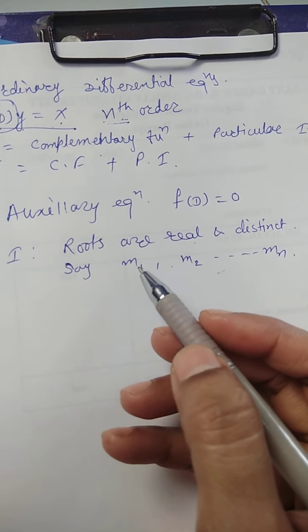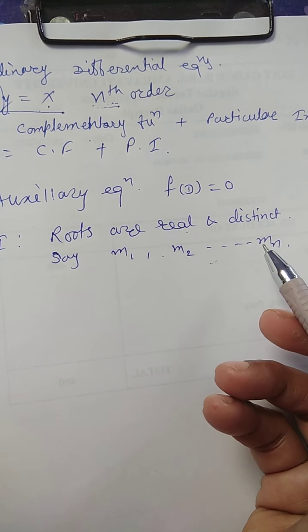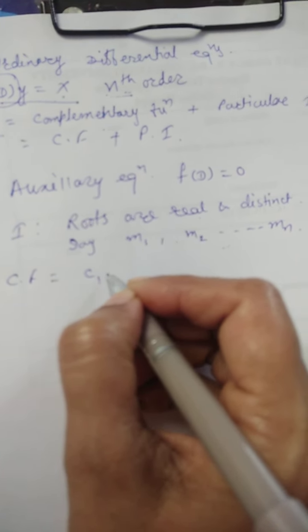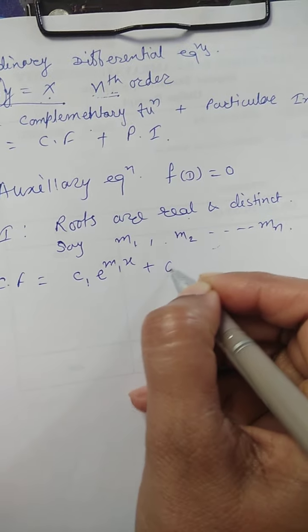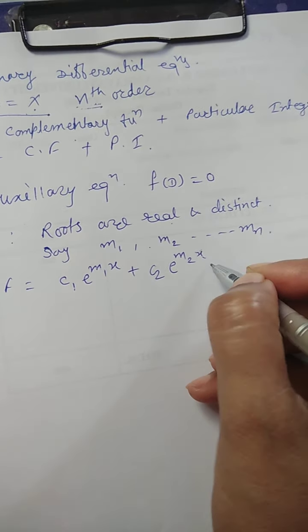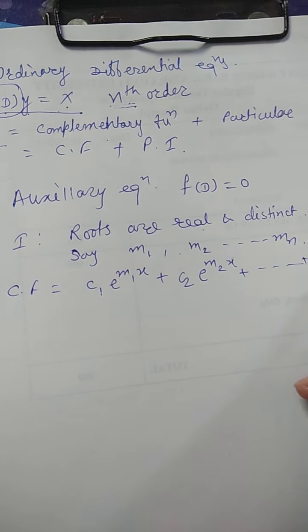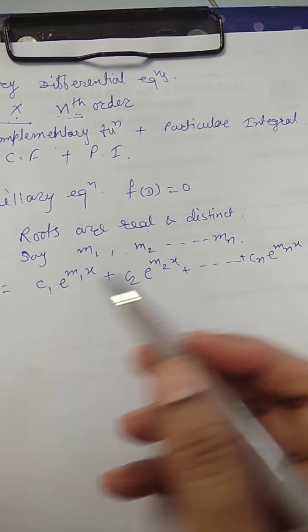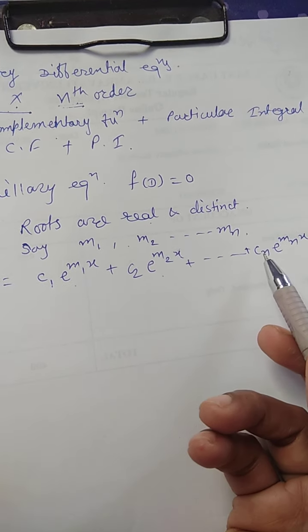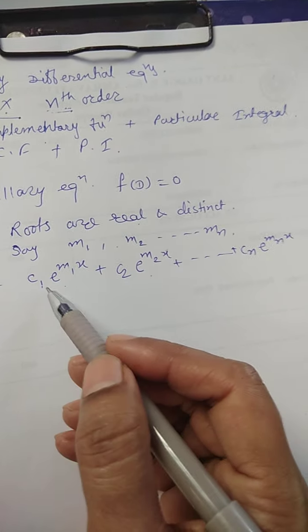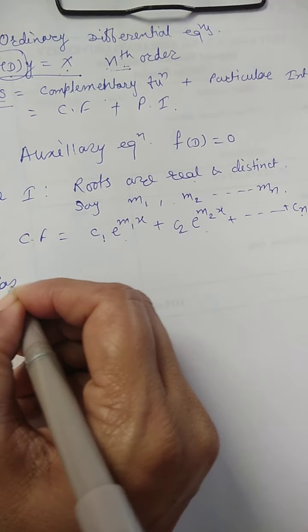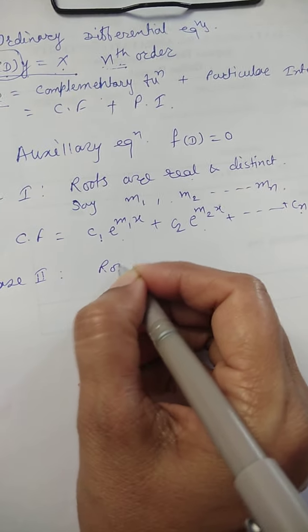So now here we have this m1, m2 up to mn all real and distinct. In this case, how will we write CF? We have to write it like C1 e^(m1x) + C2 e^(m2x) and so on up to Cn e^(mnx). That means if we have n number of roots, then we have to write n terms in this CF. N number of constants we have to use to write CF. Then second is when the roots are real but equal.